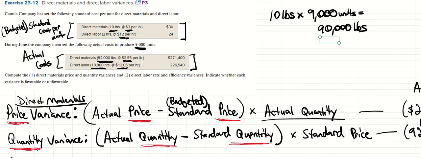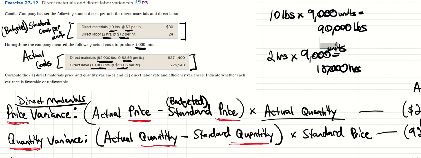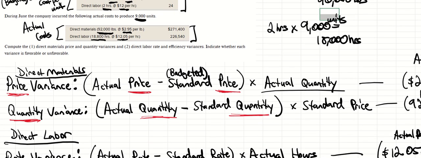So we only focused on the hours. So if we take 2 hours, okay, that's direct labor here, 2 hours. That's in the standard cost per unit area. We take 2 hours and we multiply it by 9,000 units, because that's the number of units that were produced. We're going to get 18,000 hours. So it took 18,000 hours to produce 9,000 units. Okay. So that's going to be our standard hours.